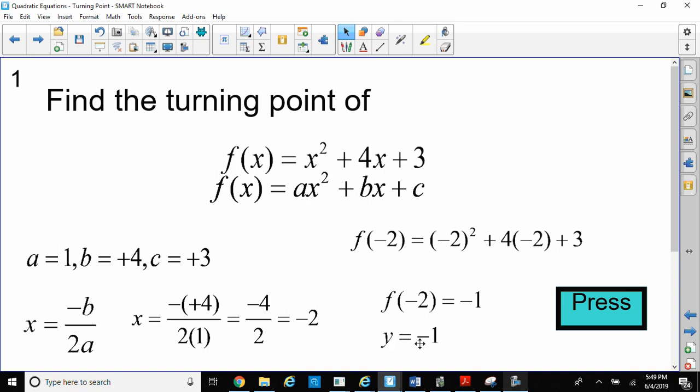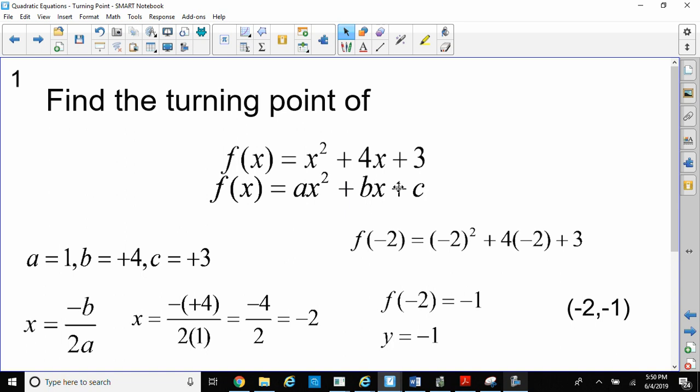So y will give us negative 1. So we just find the y value, because f of x is another way of saying y. So f of 2 would be y. So we have the x value of negative 2, and we also have the y value of negative 1. So we have our coordinate, which will be negative 2, negative 1, which is the turning point of this function, x squared plus 4x plus 3.